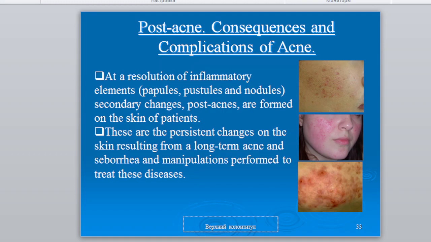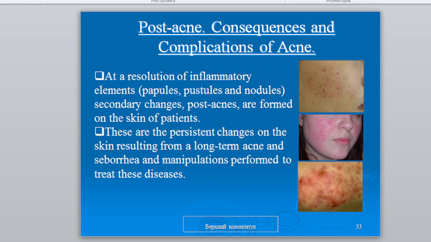Next, post-acne. Consequences and complications of acne. At a resolution of inflammatory elements, papules, pustules, and nodules, secondary changes, post-acnes, are formed on the skin of patients. These are the persistent changes on the skin resulting from long-term acne and seborrhea and manipulations performed to treat these diseases.